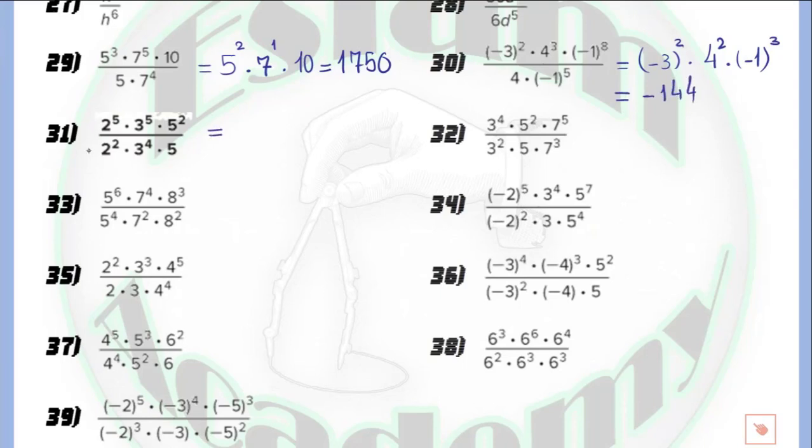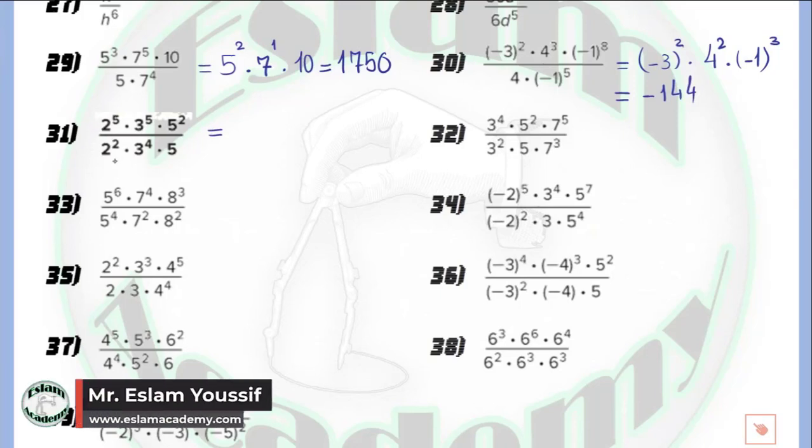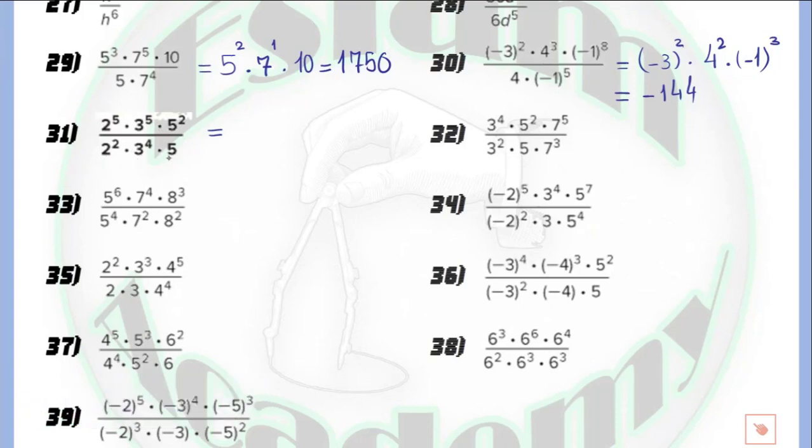In question number 31, 2 to the power 5 times 3 to the power 5 times 5 to the power 2 divided by 2 to the power 2 times 3 to the power 4 times 5. We have 2 up and 2 down, we just write 2, and we will subtract the power, so it will be equal to 3. Times, we have 3 up and 3 down. Then we just write 3. Then we subtract, because in dividing, we just subtract the power. But in multiplying, we will add the power. That's only if the two bases are equal. I could just add the power because we have 2 and 3, but the bases are not equal, so we can't add the power. We will add or subtract the power only if they have the same base.